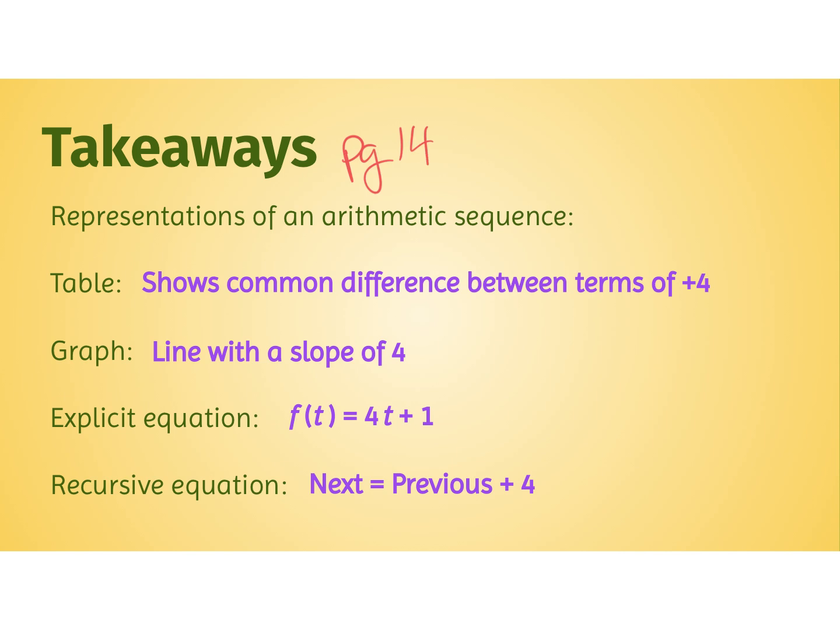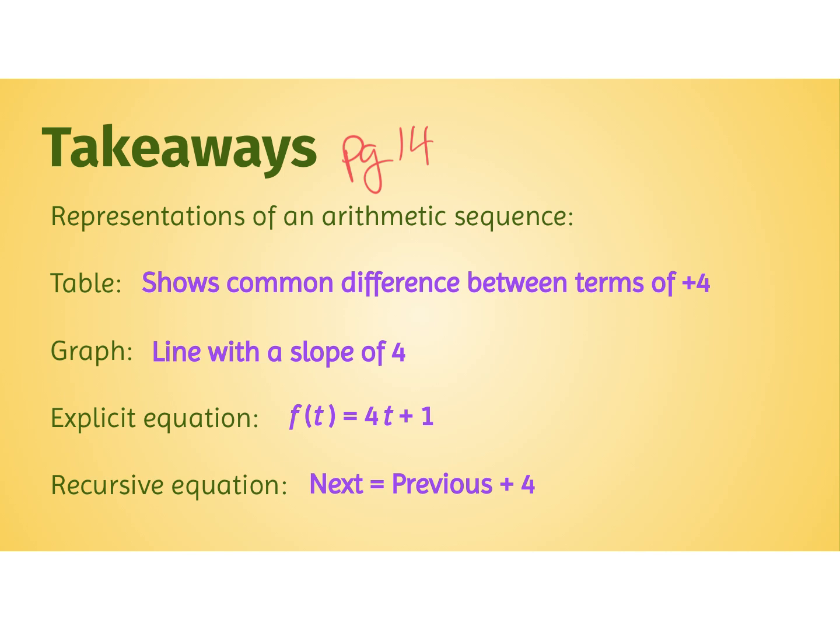our table, so representations of an arithmetic sequence. Our table shows a common difference between terms of adding 4. On our graph, that line had a slope triangle of 4 or 4 over 1. The explicit equation is f of t equals 4t plus 1. And then the recursive equation is the previous plus 4. I would actually write all of this down on page 14.